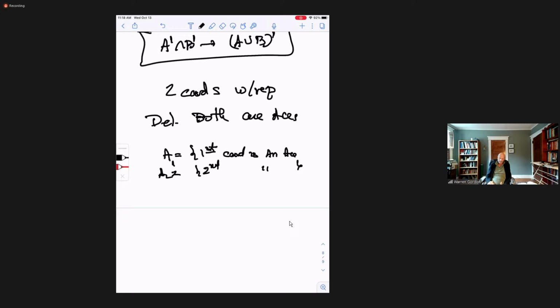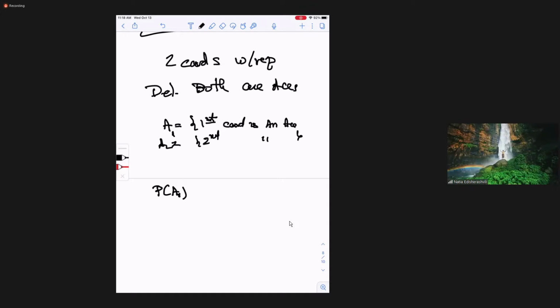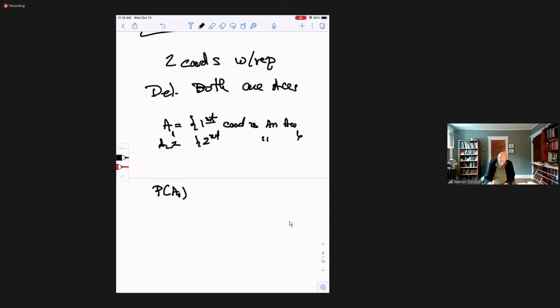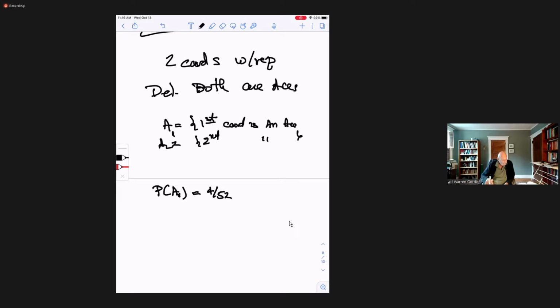What's the probability that the first card is an ace? 4 out of 52. Now I put the card back in the deck, right? What's the probability that the second card is an ace? Also 4 out of 52. Nothing's changed.